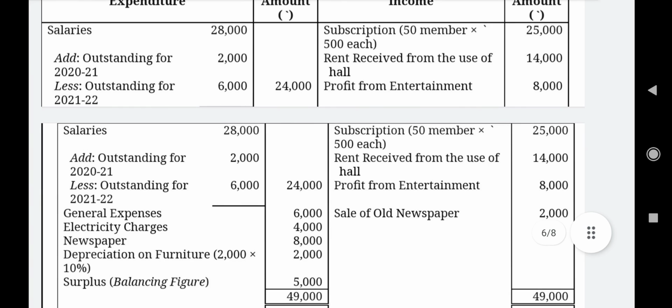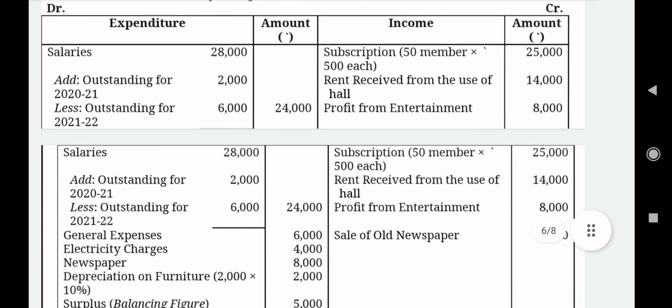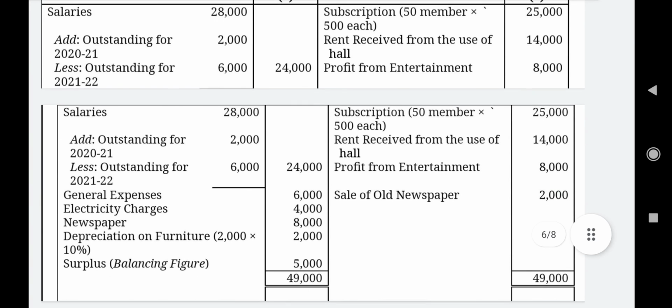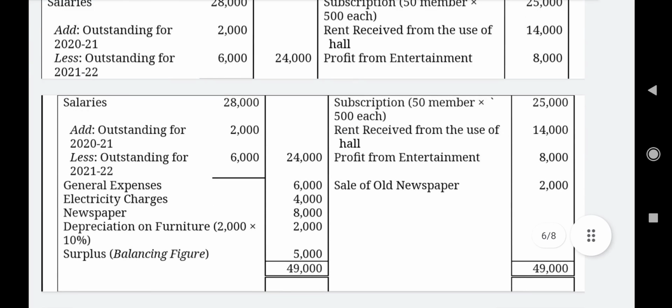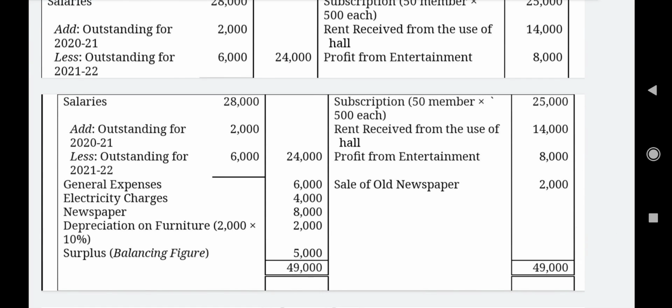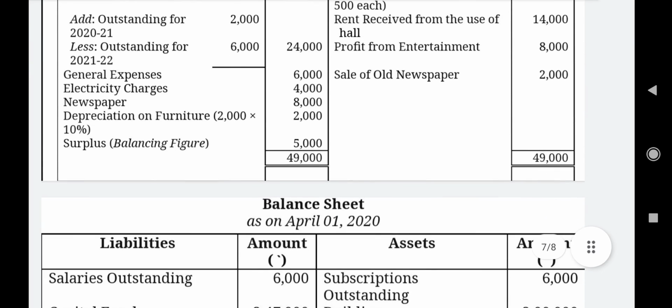Now see, your income exceeds the expenditure, and your income total is 49,000. Then you deduct the total of the expenditure from the 49,000, and you have the balancing figure, which is called the surplus, that is 5,000.